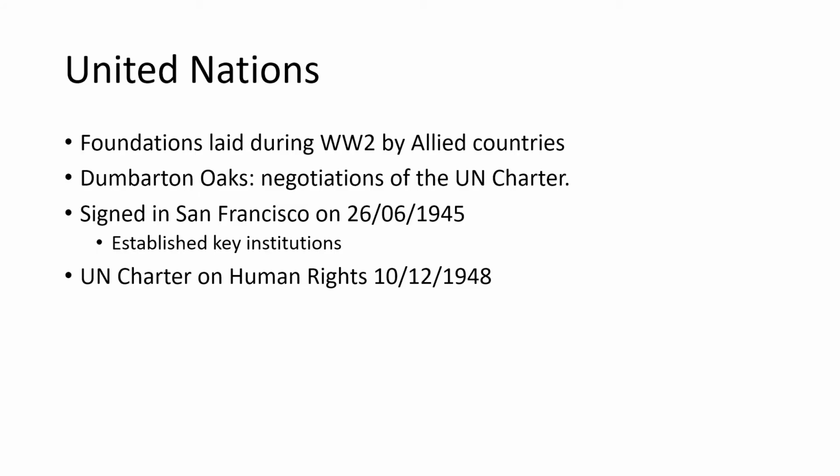While the United Nations Treaty was signed in San Francisco in June 1945 following the end of World War II, its foundations were laid during World War II by Allied countries, especially during talks at Dumbarton Oaks, where negotiations over the UN Charter took place prior to the end of World War II. The UN Treaty established key institutions of the organization, whereas the UN Charter on Human Rights was signed in 1948.